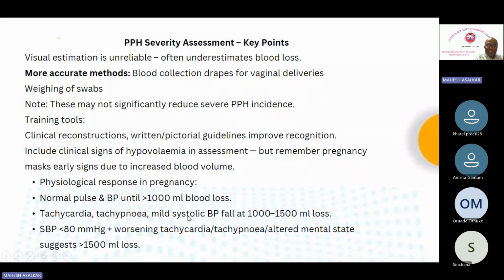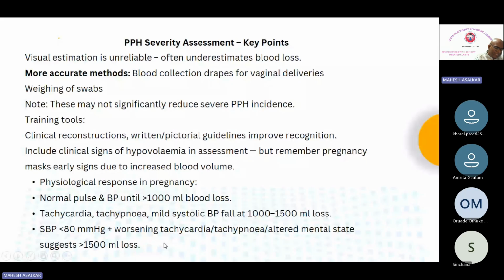Tachycardia, tachypnea, mild fall in systolic blood pressure, these are seen when the blood loss is around 1000 to 1500. So hemodynamic parameters will start deteriorating, and systolic blood pressure will be less than 80 millimeters of mercury, and there will be worsening tachycardia, tachypnea, altered mental state when there is a blood loss more than 1500.